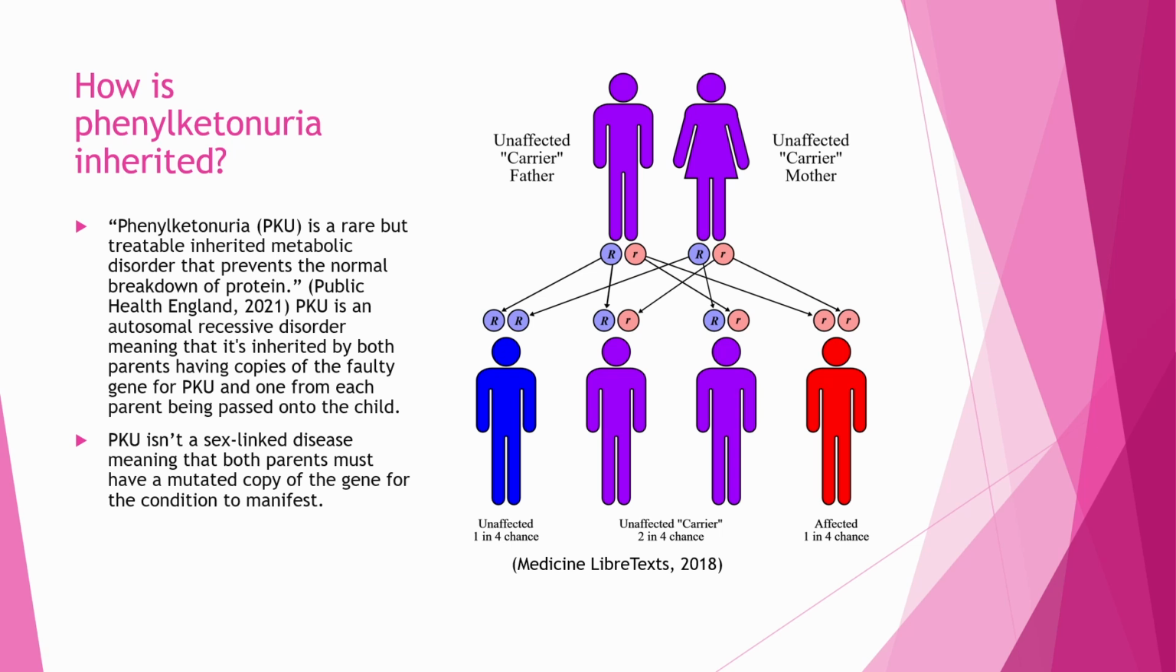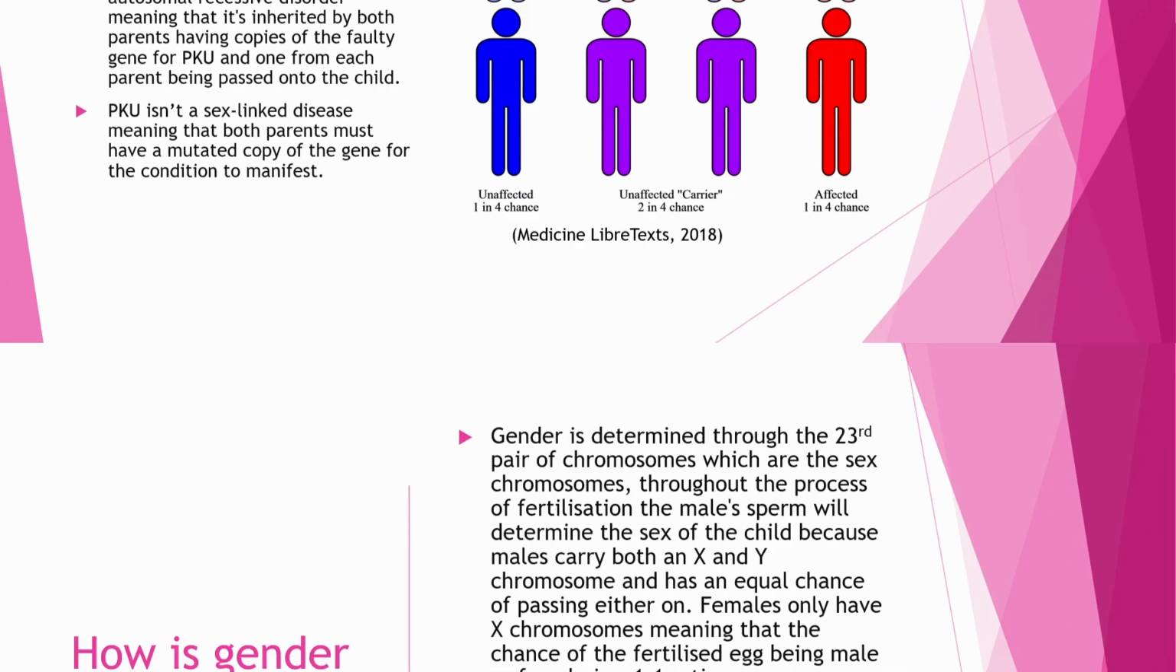Phenylketonuria is a rare but treatable inherited metabolic disorder that prevents the normal breakdown of protein. PKU is an autosomal recessive disorder, meaning that it's inherited by both parents having copies of the faulty gene for PKU, and one from each parent being passed on to the child. PKU isn't a sex-linked disease, meaning that both parents must have a mutated copy of the gene for this condition to manifest.